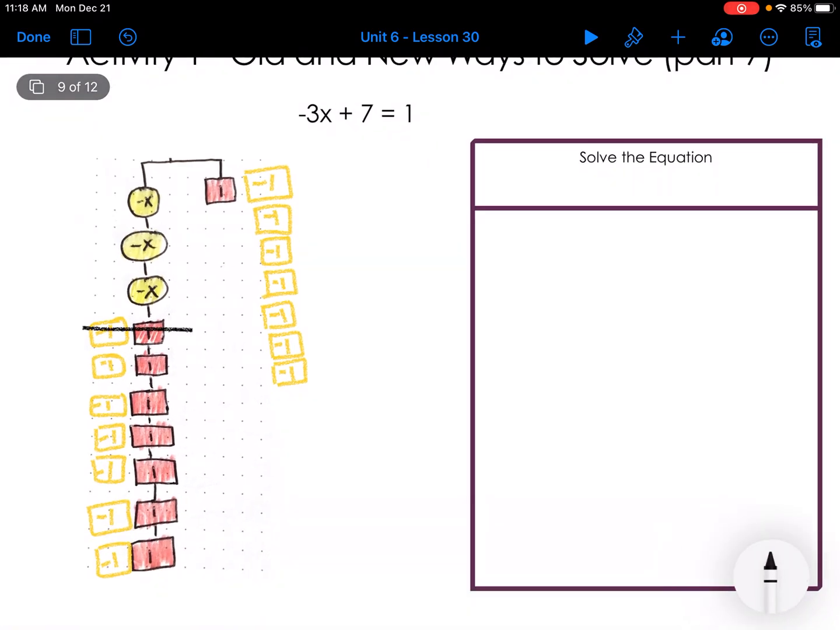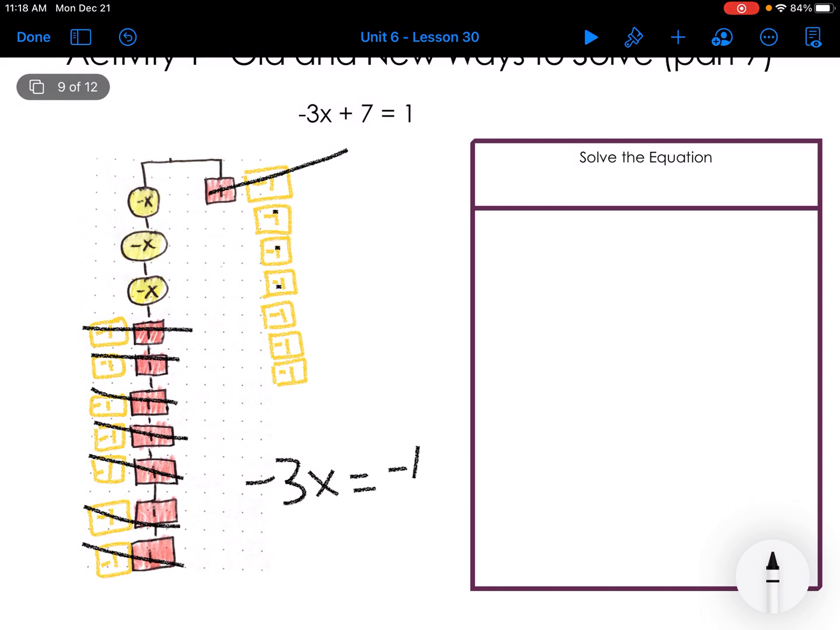So that's 1. That clears all these, right? Because a negative 1 and a positive 1 make 0. I can also clear 1 on that side. So now I'm left with negative 3x is equal to 1, 2, 3, 4, 5, 6. It's equal to negative 6.